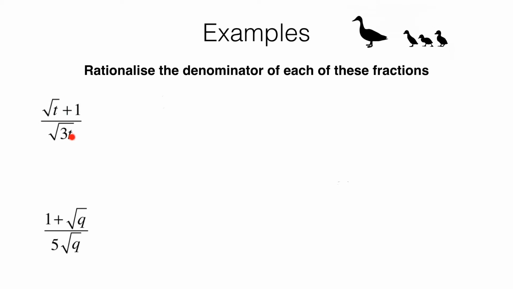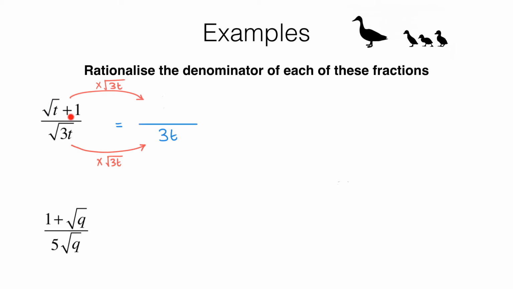Let's look at this next question. We have root t plus 1 over root 3t. To rationalise this denominator, we can multiply it by root 3t. To keep the fraction equivalent, we'll need to multiply this numerator by root 3t. Now, if we work out the denominator here, we simply have root 3t times root 3t, which is just 3t.